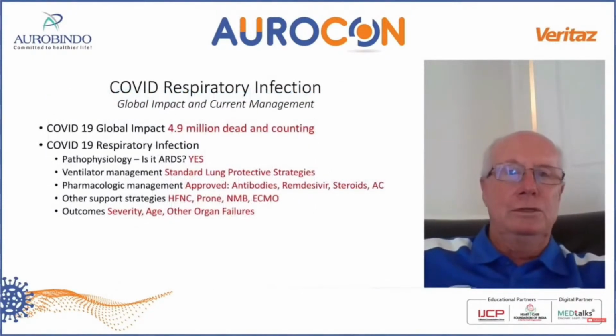So let me summarize and conclude. Nothing you all know already. COVID is a huge global issue, almost 5 million dead so far. It is ARDS. Ventilator management should use standard lung protective strategies. In the US, we have approved medications that are standard of therapy now. Other support strategies that I think have roles are the nasal high flow cannula, prone positioning, neuromuscular blockade, and if you have an ECMO center, for those patients who do not have multi-organ failure, but who are failing lung protective strategies, are candidates. And again, not surprisingly, outcomes are related to severity, age, and other organ failures.